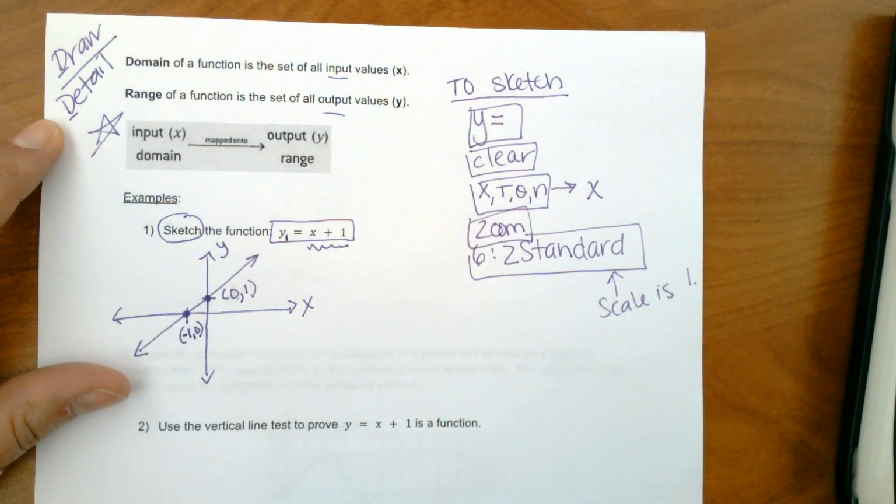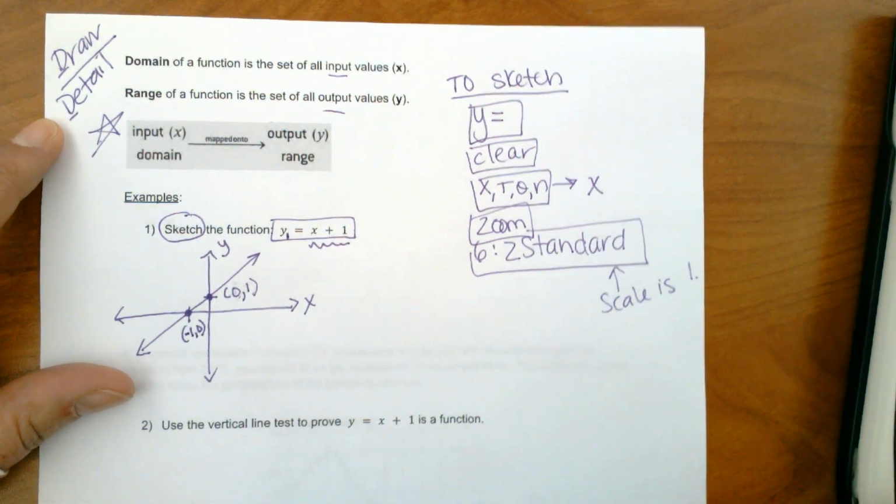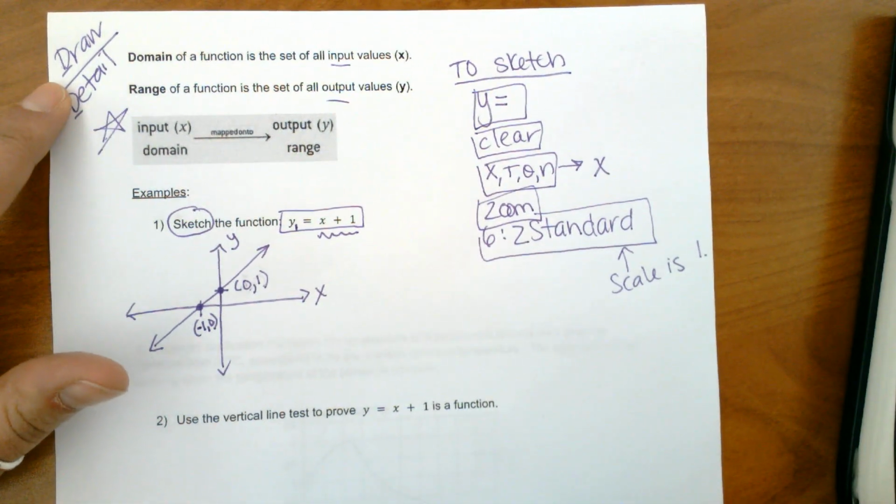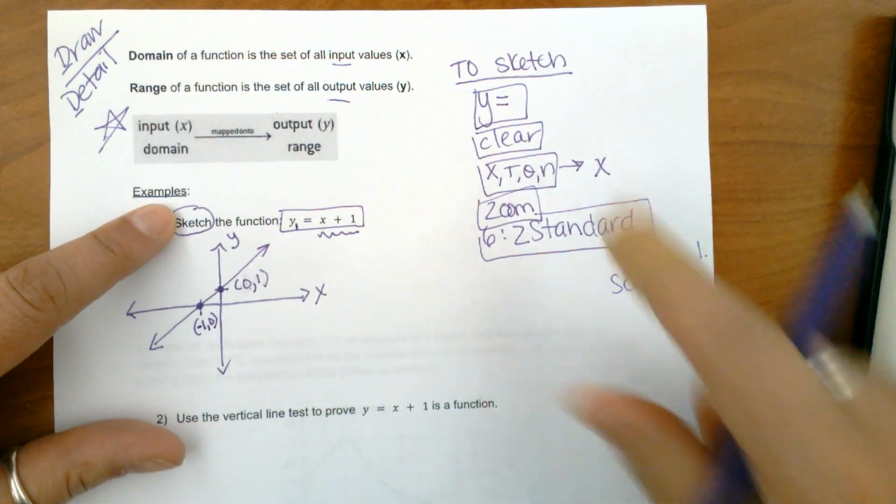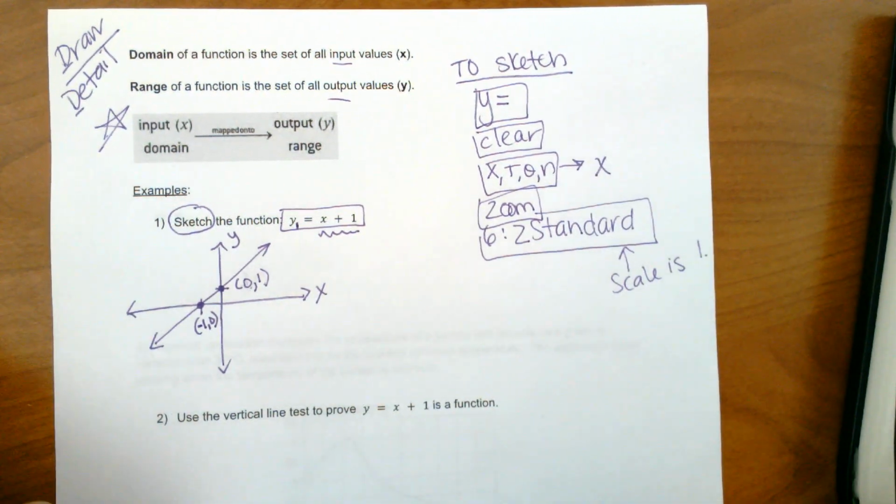Draw detail. That's when we have to be perfect. We have to have a scale. We have to have all the numbers labeled. Everything has to be immaculate. We're going to get to this later. Let's just sketch and learn how to use the graphing calculator.